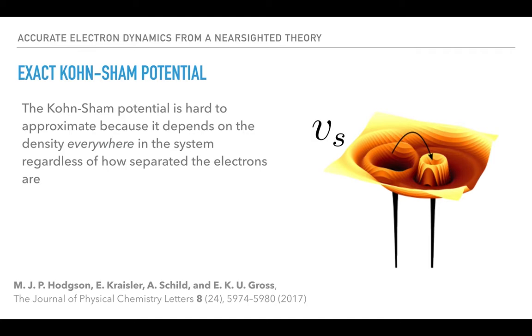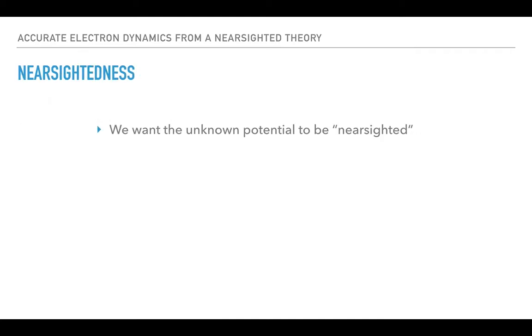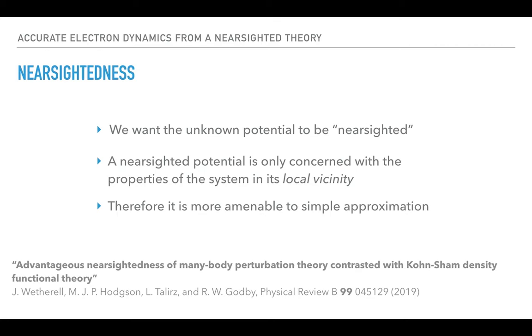It turns out that the exact Kohn-Sham potential has strong dependence on the electron density everywhere in the system, meaning that no matter how far apart the electrons are, the Kohn-Sham potential in the region of one electron must know the properties of the other electrons. This makes approximating the potential difficult. Ideally, the potential we have to approximate would be concerned only with the electrons in its local vicinity. This property is known as nearsightedness. For more information on the advantage of nearsightedness in potentials, please see my published work.